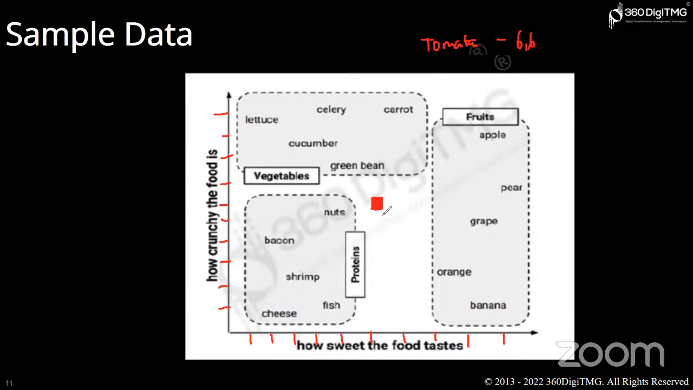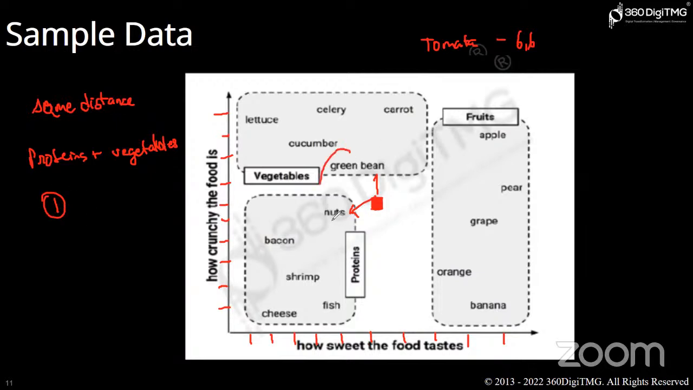Our aim here is to classify it to its nearest object. But if I take the distance from green bean and nuts, I'm seeing that it is the same distance. Okay, it is the same distance. So does tomato belong to both proteins plus vegetables? Does it belong to both? No, it does not belong to both. It belongs to only one category.